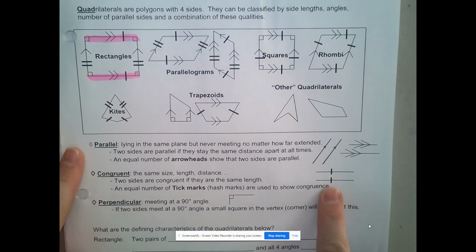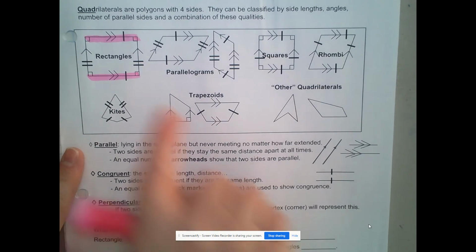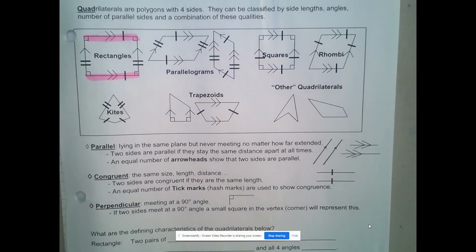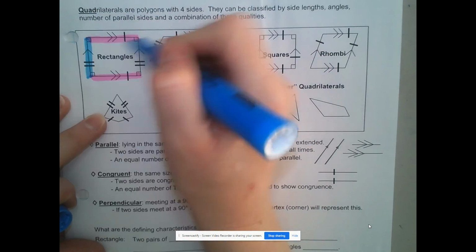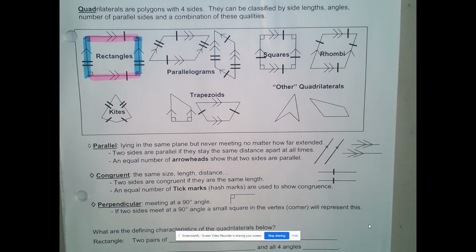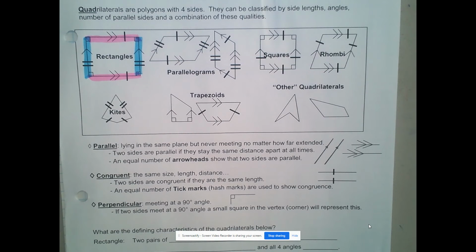Congruent are the little tick marks. So if they have the same amount of tick marks, then we know they're the same length. So you'll notice the two sides I just colored pink happen to have the arrowheads and the tick marks. They're congruent and they're parallel. On the other side, you will notice I have a single arrowhead and a single arrowhead because those sides are parallel to each other, but not the previous side. They also have the double tick marks because they're congruent to each other, but not the other side.